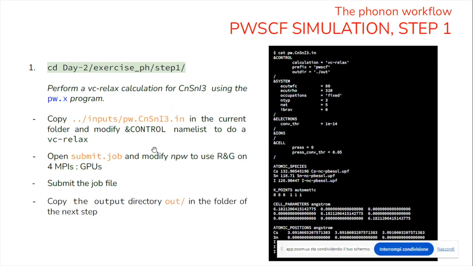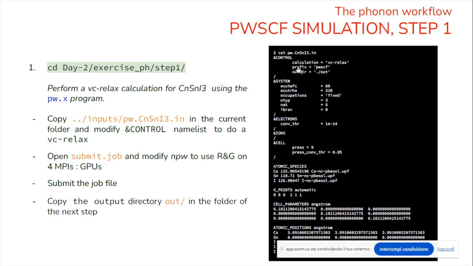So let's start by doing this relaxation of the perovskite structure with the PW self-consistent. You should already be able to do this exercise because you saw yesterday how to run a simulation with PW self-consistent. In this case, you need to first of all enter the step one folder and then copy the input with the prefix PW, where you can find the typical namelist for PW with some parameters that are void. You need to fill them in order to do a VC relaxation and in order to provide some information, for example, the name of the output directory and the prefix.